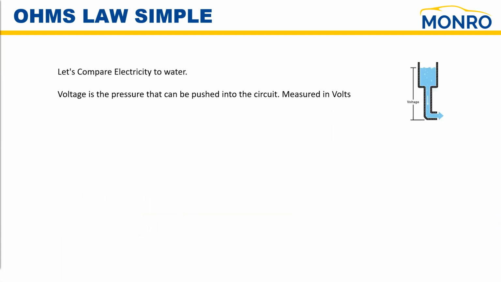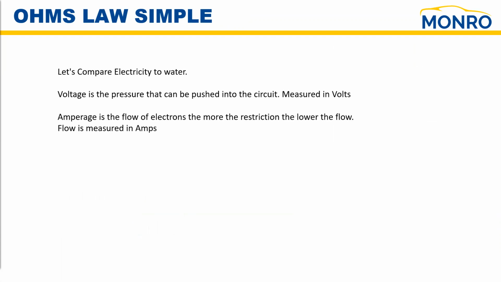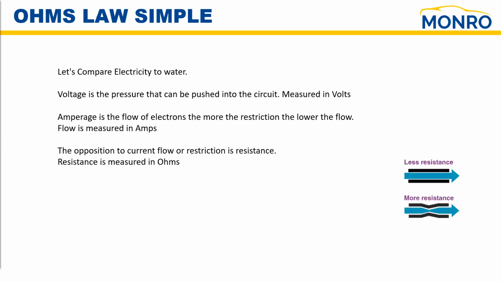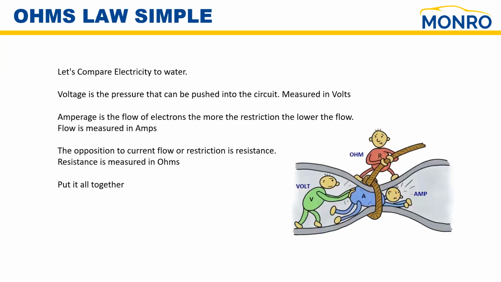Remember, we compared it to electricity, where voltage was the pressure that could be pushed into the circuit. We measured that in volts. From there, we had amperage, which was a measure of the flow of electrons. The more the restriction, the lower the flow. And again, we measured that in amps. In the same way, the opposition to current flow, or the restriction, is resistance, and we measured the resistance in ohms. The less resistance we had, the more flow, the more resistance we had, the less flow. When we put it all together, it was the voltage pushing the current measured in amps and the resistance measured in ohms, trying to prevent that from happening.